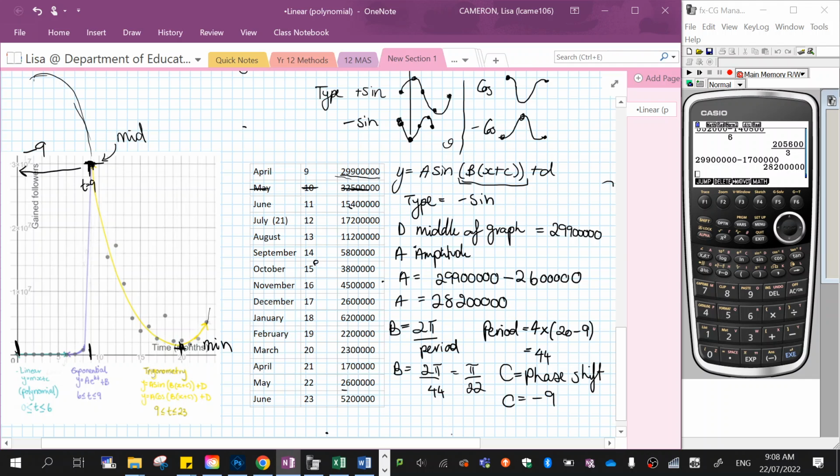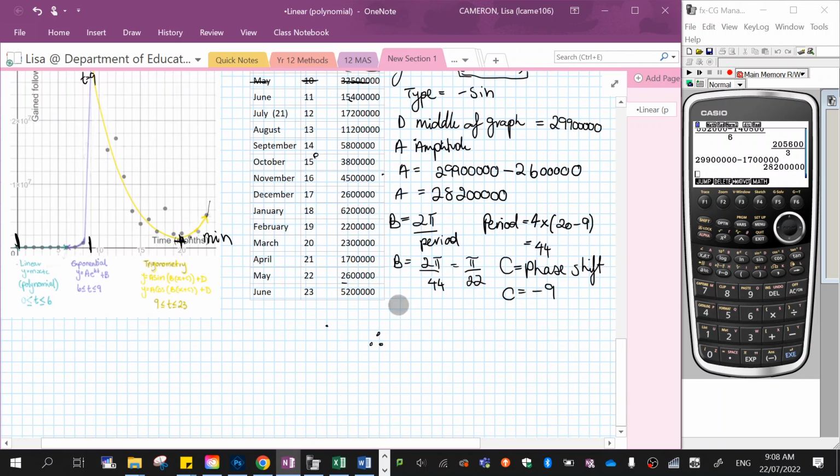So now I've got everything that I need to be able to state my equation. So y equals a, which is 2.8212345. Sine, now it's minus sine, so the minus is going to get moved to the front of that graph. So now it's minus 2.82, all the decimals, sine, bracket, pi on 22, close bracket, x minus 9, plus our d value, 2.9912312.